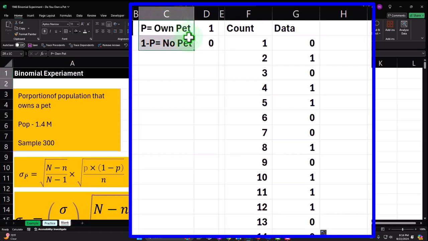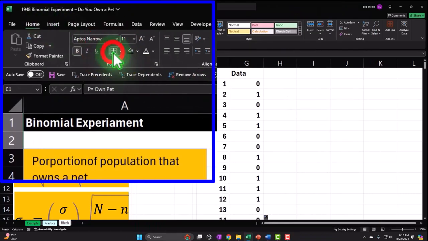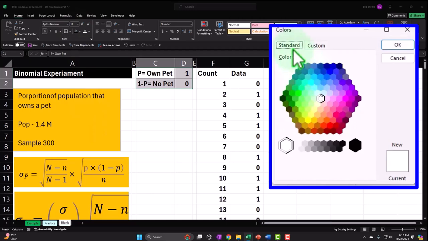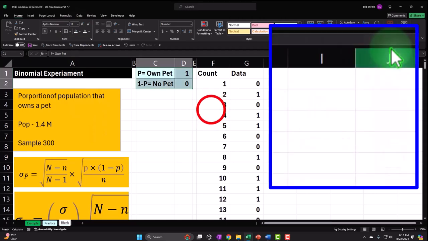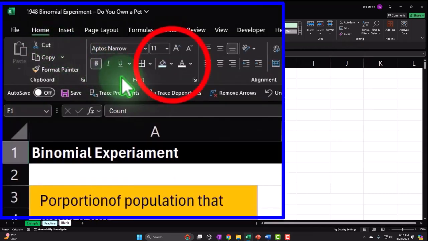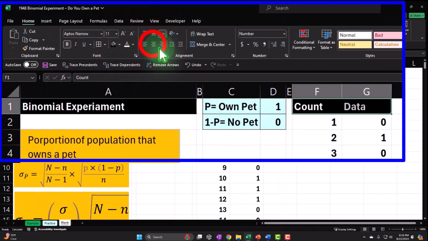Let's format these. I'm going to make these blue and bordered. Home tab, Font group, Border and blue. If you don't have that blue, by the way, it's over here, Standard. You can use any color you want, but it's right there. I like to use the blue because it calms me down. I'm going to make this black and white. Home tab, Font group, black and white. Let's center it while we're here.